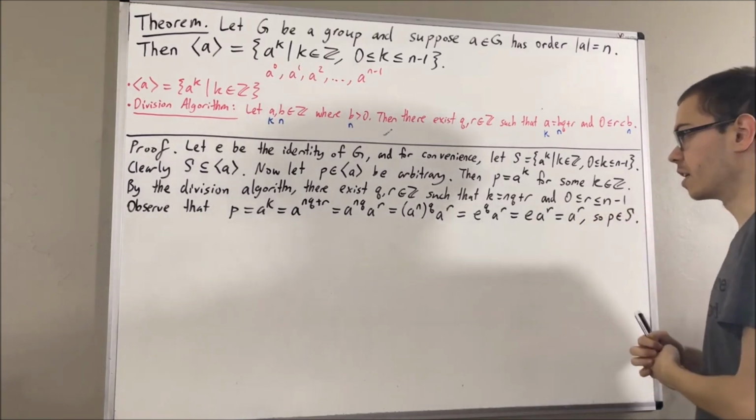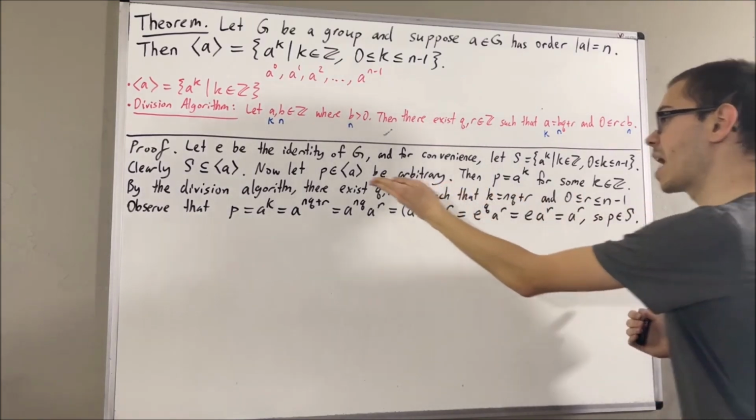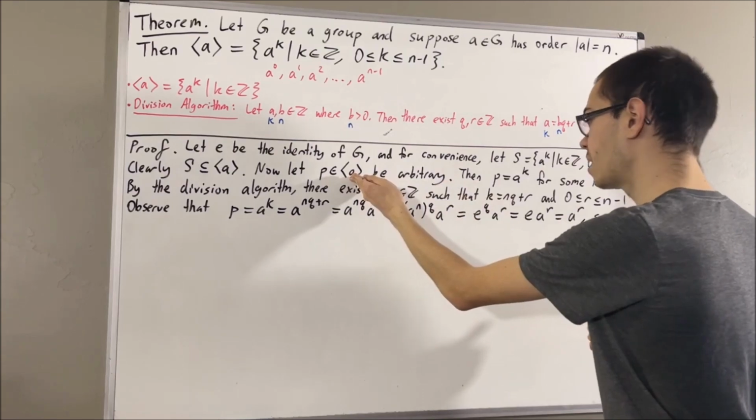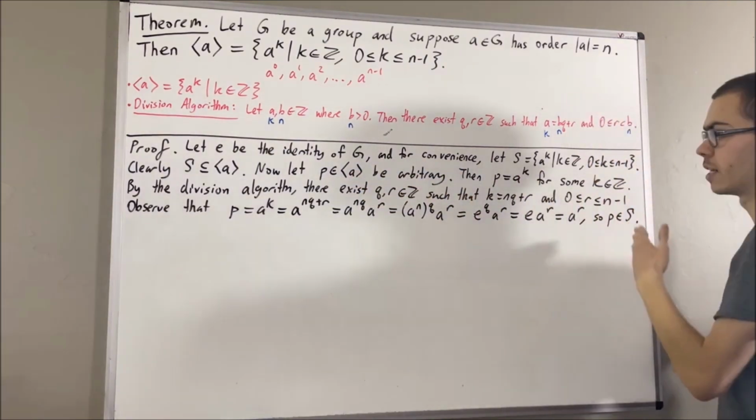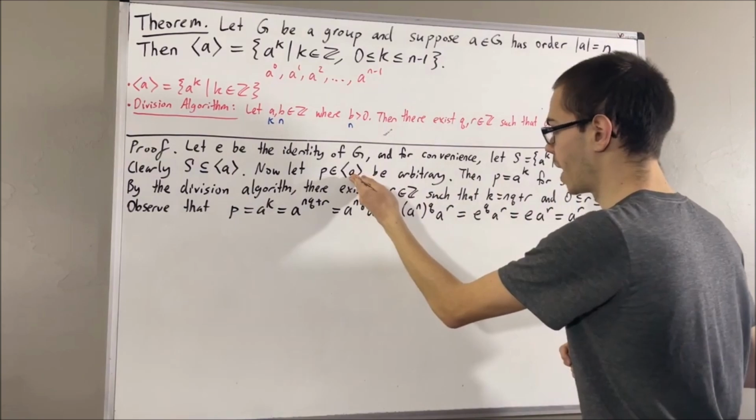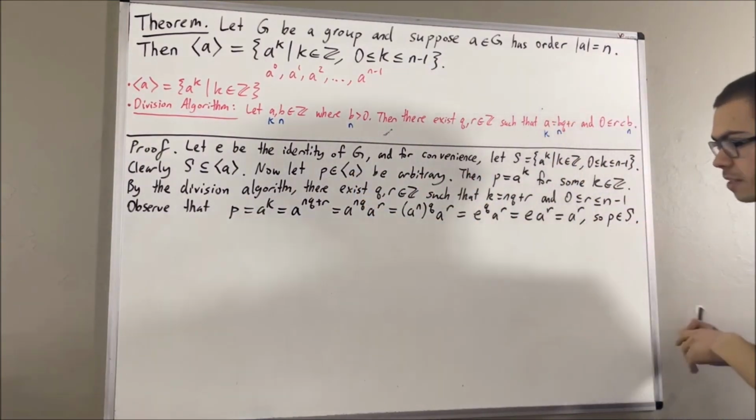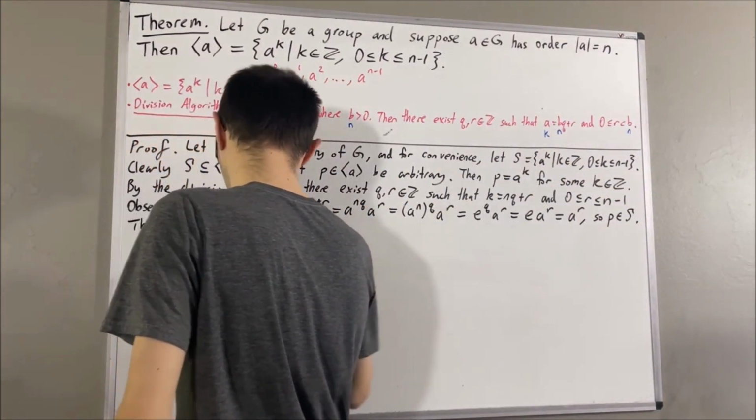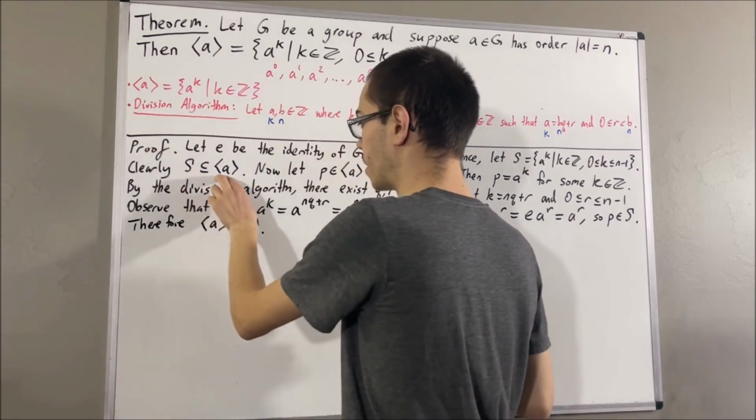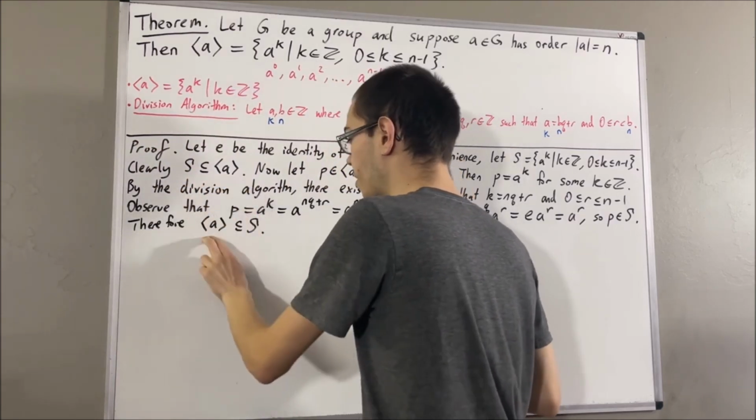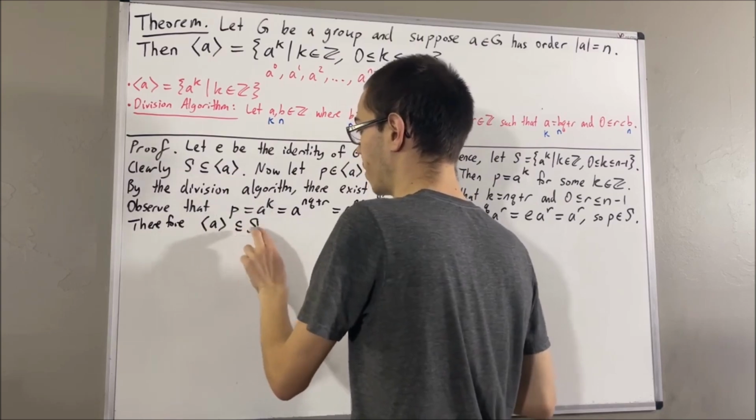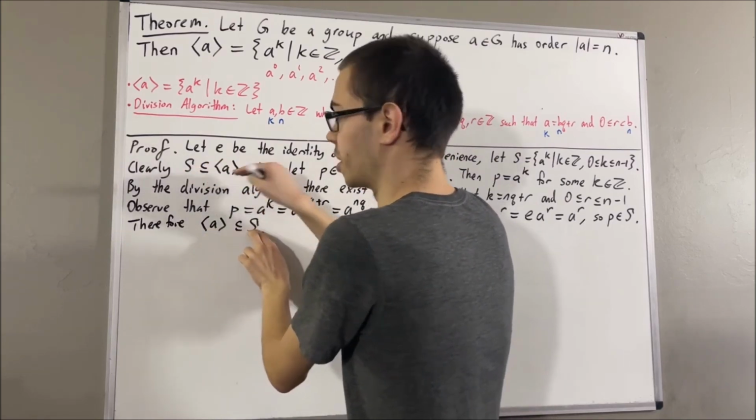And so we see if p is any element of the subgroup of G generated by a, then p is an element of S. And that tells us the subgroup of G generated by a is a subset of S. So S is a subset of the subgroup of G generated by a, and the subgroup of G generated by a is a subset of S. And this tells us that the two sets are equal.